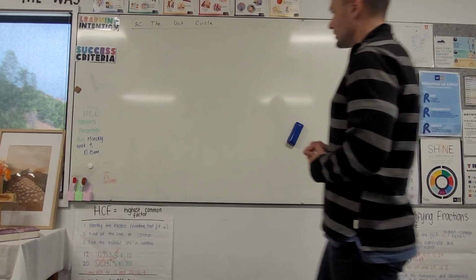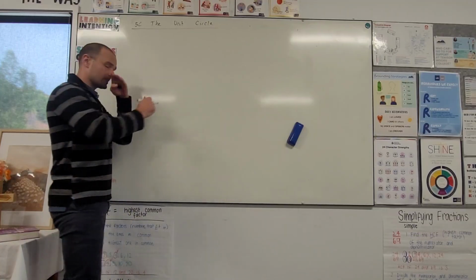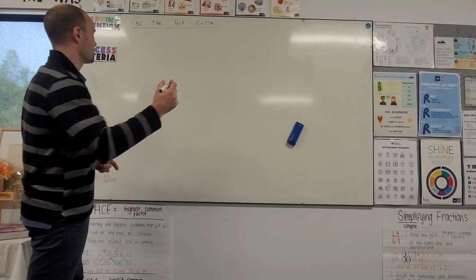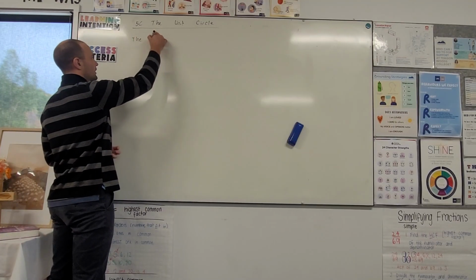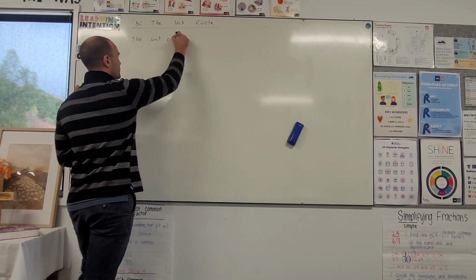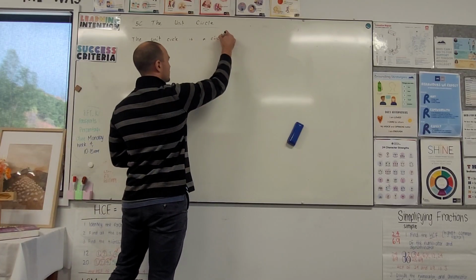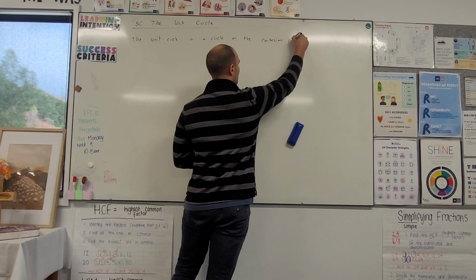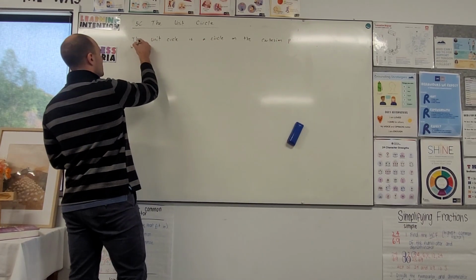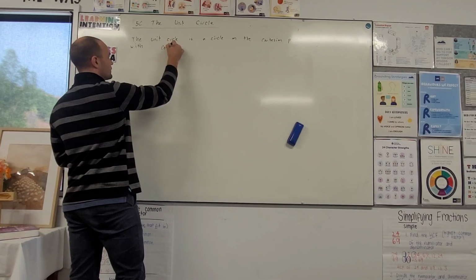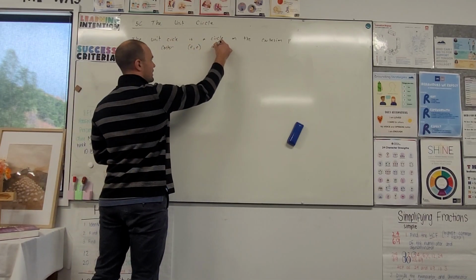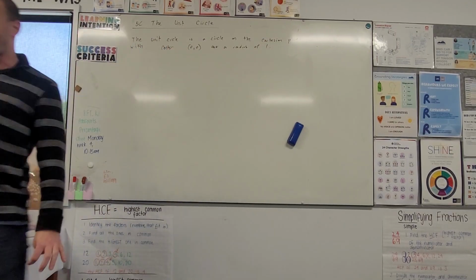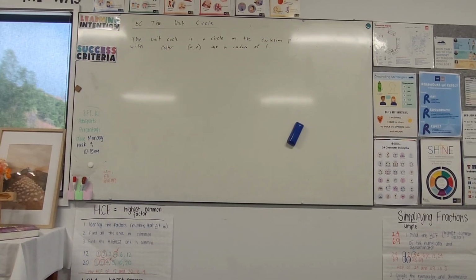So the first thing we're going to do is define the unit circle. It's a circle on the Cartesian plane that has a radius of 1 unit and a centre 0, 0. So that's going to be our first description. Okay, so the unit circle is a circle on the Cartesian plane with centre 0, 0 and a radius of 1.